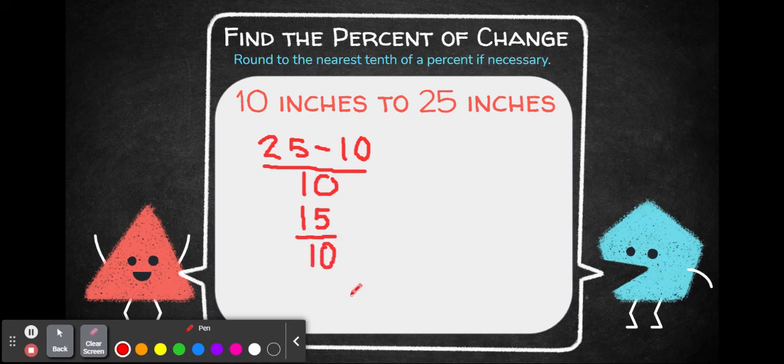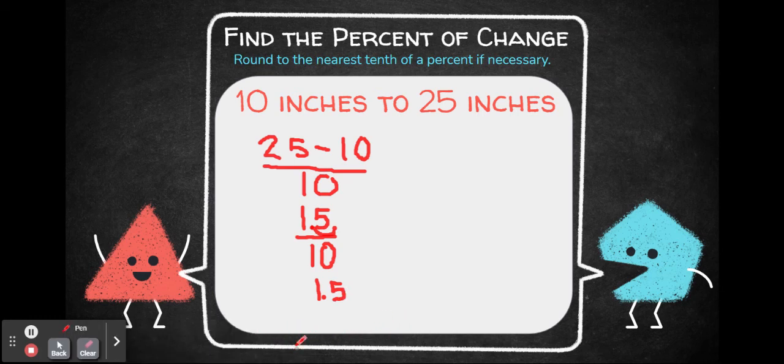And here again, you can use your calculator, but I know that 15 divided by 10 is just a shift of the decimal. So we're going to take that decimal and we're going to go left once. So this is 1.5. Now you should be asking yourself, is that the percent? Because we are trying to find percent here, or is that a decimal?